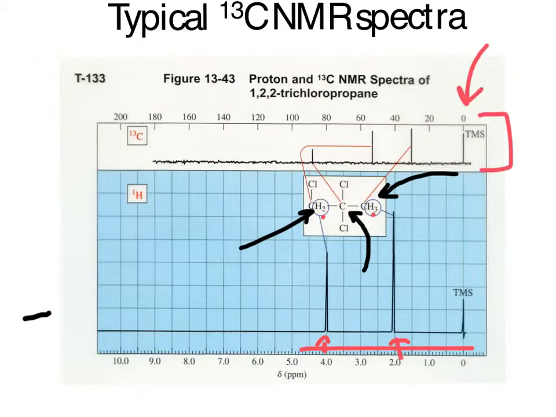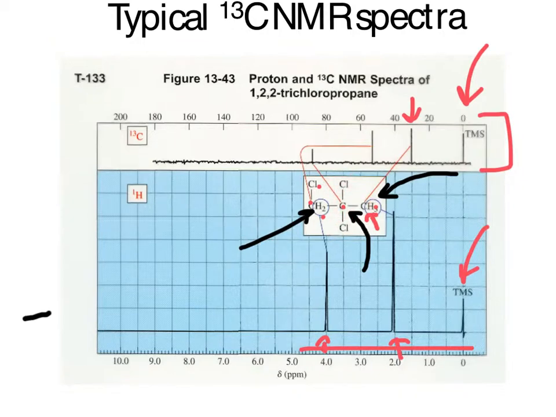Again, we have TMS as our standard, coming out at 0 ppm. Now the methyl carbon is going to be the most upfield because it's only bonded to a carbon and 3 hydrogens, so it comes out here. The carbon here is bonded to 1 chlorine and another carbon over here along with the 2 hydrogens, so that comes out up here. Then finally, this carbon here is bonded to 2 other carbons as well as 2 chlorines.